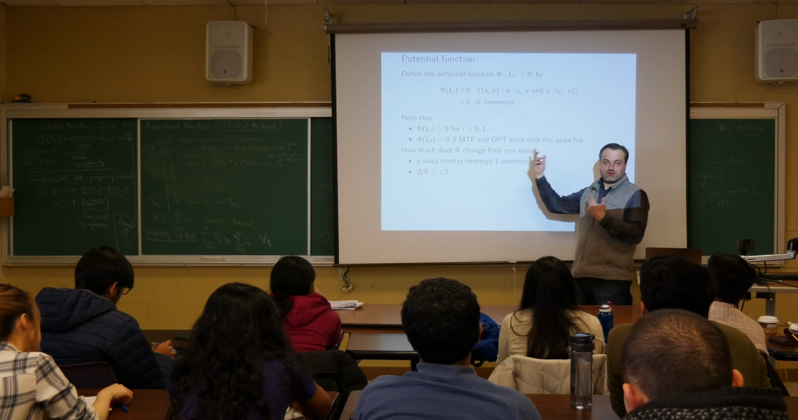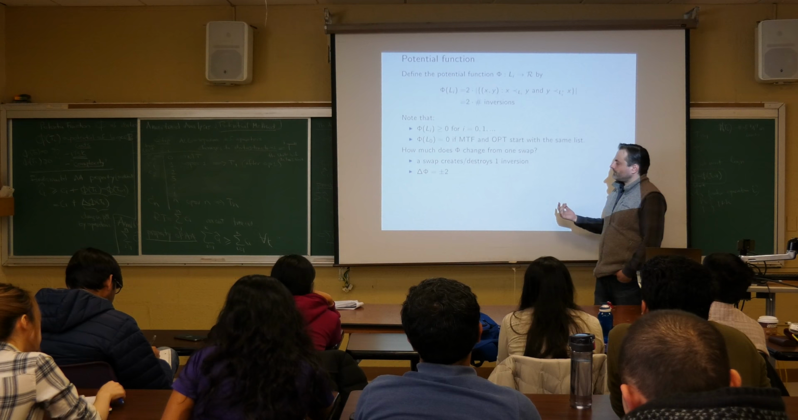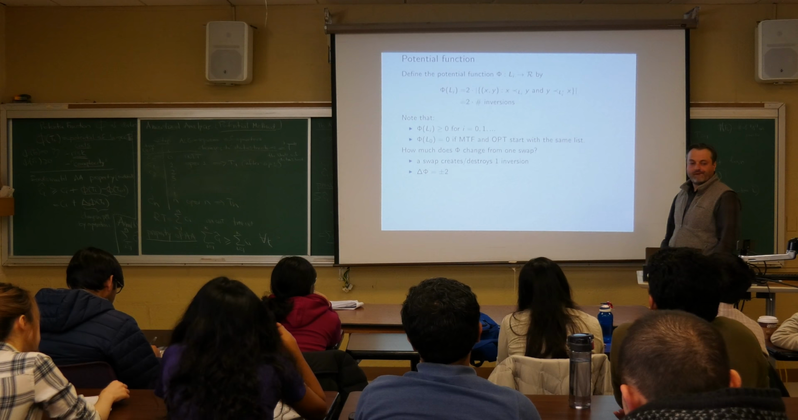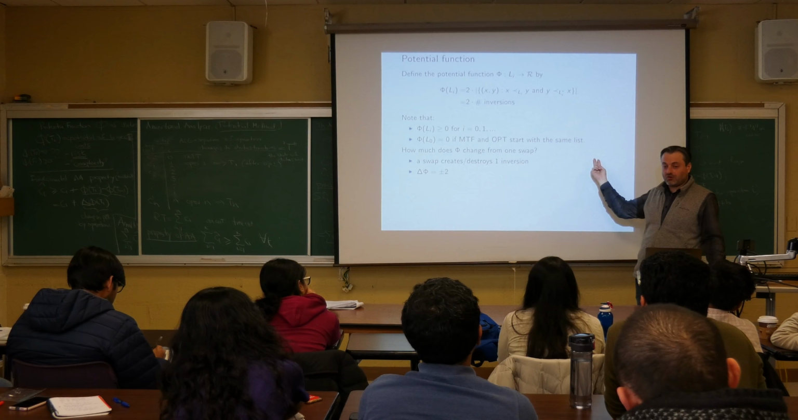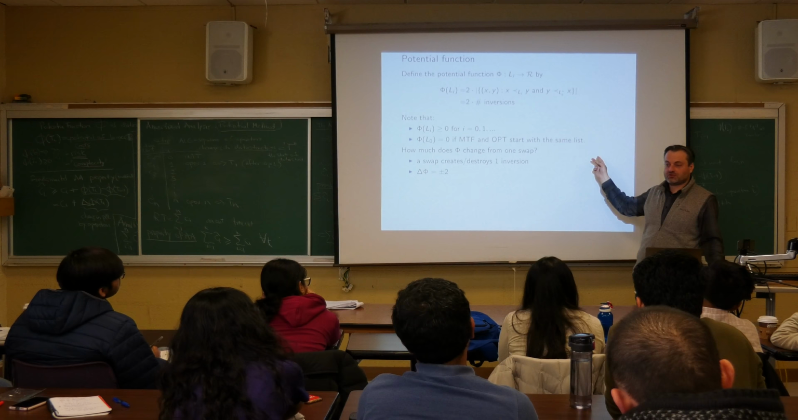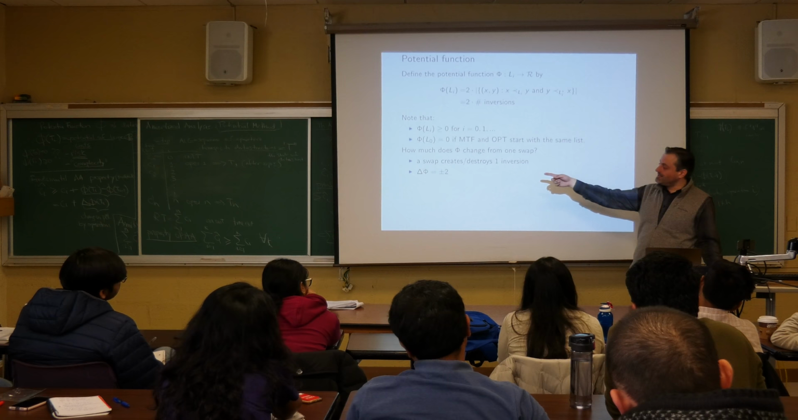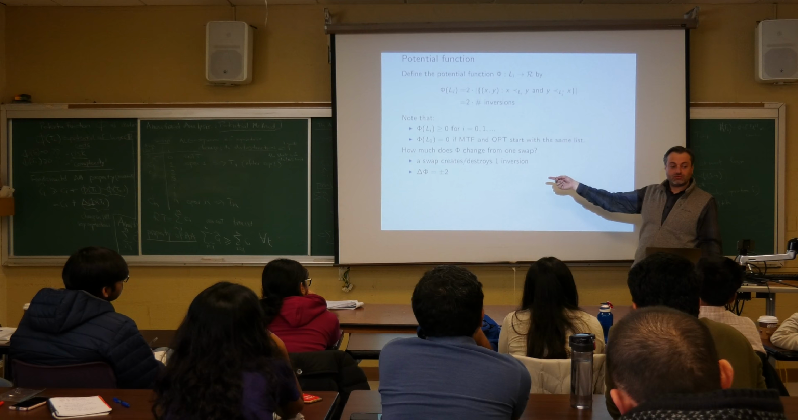So how much does it change if I do a swap? If I swap something in one list, and those are consecutive elements, that I swap. If that was an inversion before, it's not an inversion anymore. And if it's not an inversion, now it is an inversion. And why is it not plus minus 1, it's plus minus 2? We multiply by 2 the number of inversions.